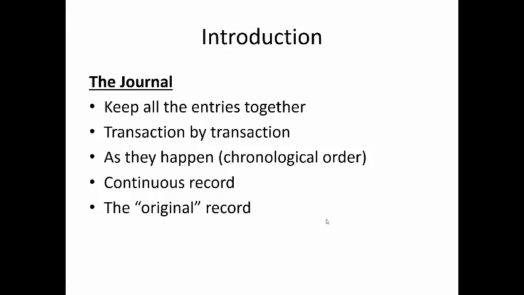The journal is completed transaction by transaction. And so that also implies that it is done in chronological order. It is as transactions occur. It's a continuous record from the moment the business opens until it finally closes. And it is often called the document of original record.